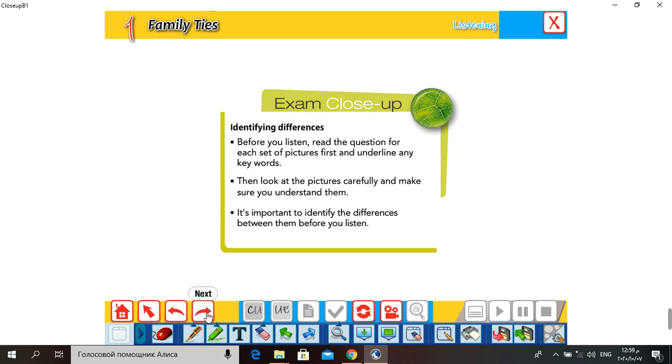Let's move to the next part and read the exam close-up. This is about identifying differences. Before you listen, read the question for each set of pictures first, and underline any keywords.